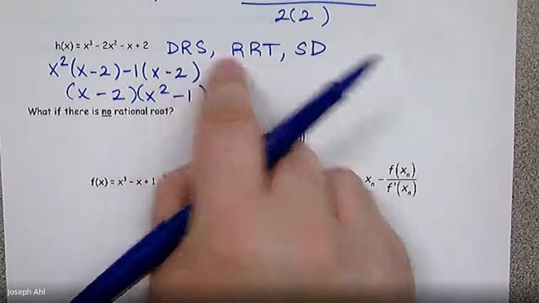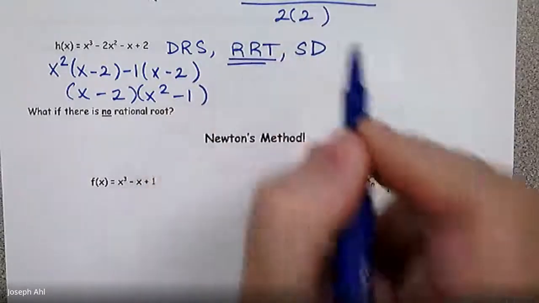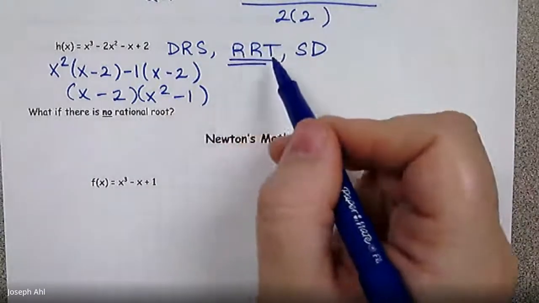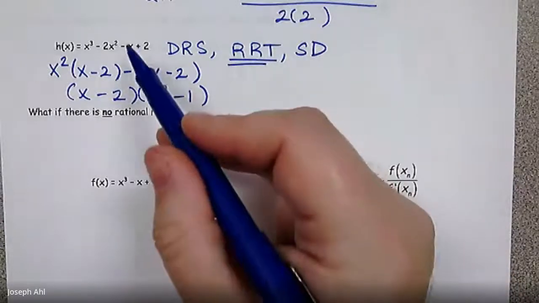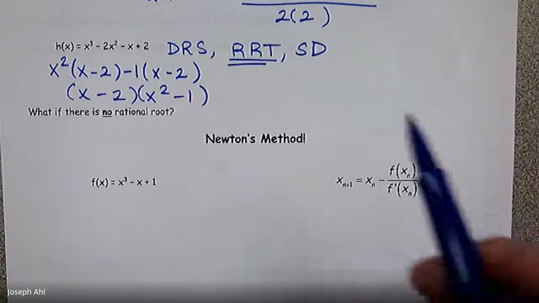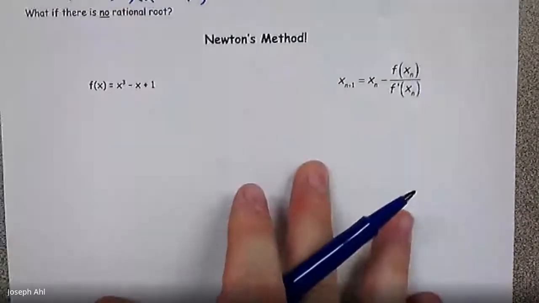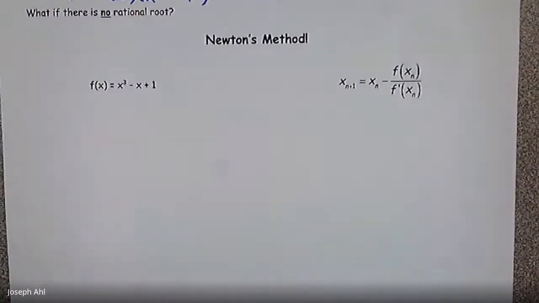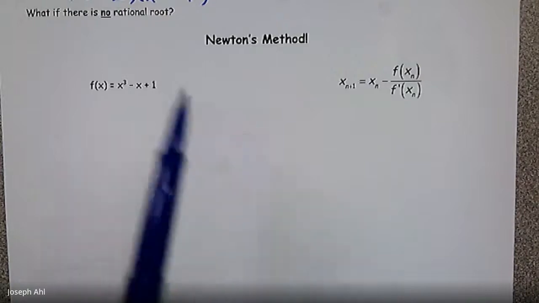Now, keep in mind that this is really only out there when I talk about RRT, which is the rational root theorem. It's only out there if this cubic has a rational root. If it doesn't have a rational root, we're in trouble. So there we go. Hence Newton's method. So let's go through another iteration and practice of Newton's method here, trying to determine roots of a given polynomial.